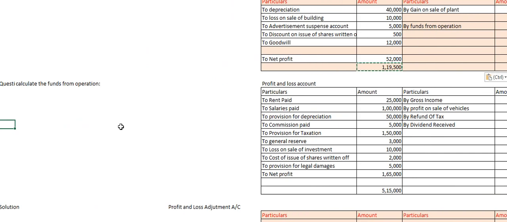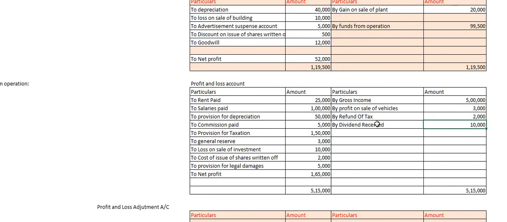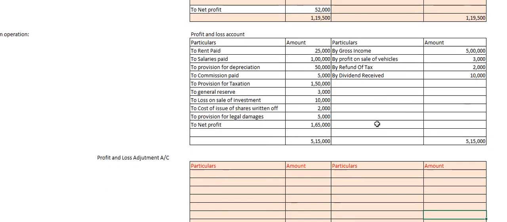So moving on to the next question, just question number 7. Calculate the funds from operation. Profit and loss account is given in the question. So we will consider which needs to go, which are non-operating expenses and non-operating incomes, and we will consider only those items in calculating your funds from operation.